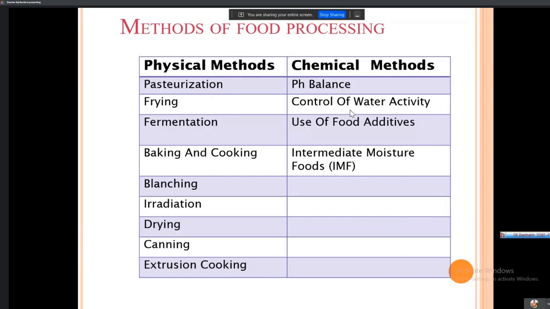And blanching, that is for freezing stored products. Before cooking, you clean it with hot water. Then irradiation, which is now very popular for international commodity export programs. And drying is very common. After drying, you can store the food grains or feed grains. The canning, the canned products in shopping centers, you can buy.